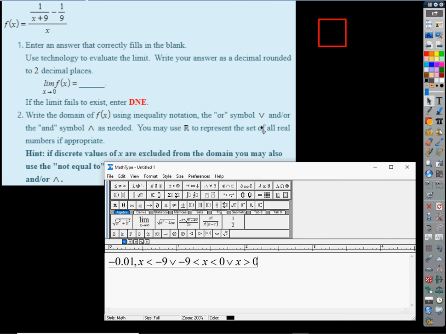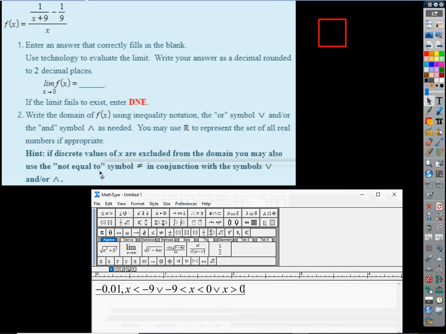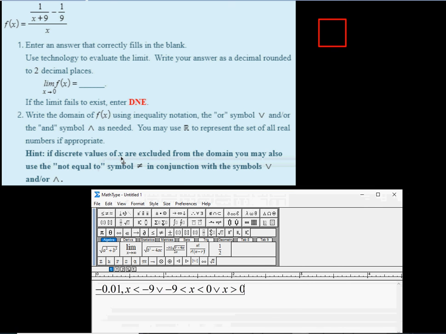But here's the good news. That's not even the best way to do it anyway. Look at the hint down here. If individual values of x are excluded from the domain, the easiest way to write the domain is just to list the values that x cannot equal using the not equal to symbol. So what we would want to do instead is say x cannot equal -9 and x cannot equal 0. Here's how we would do that.